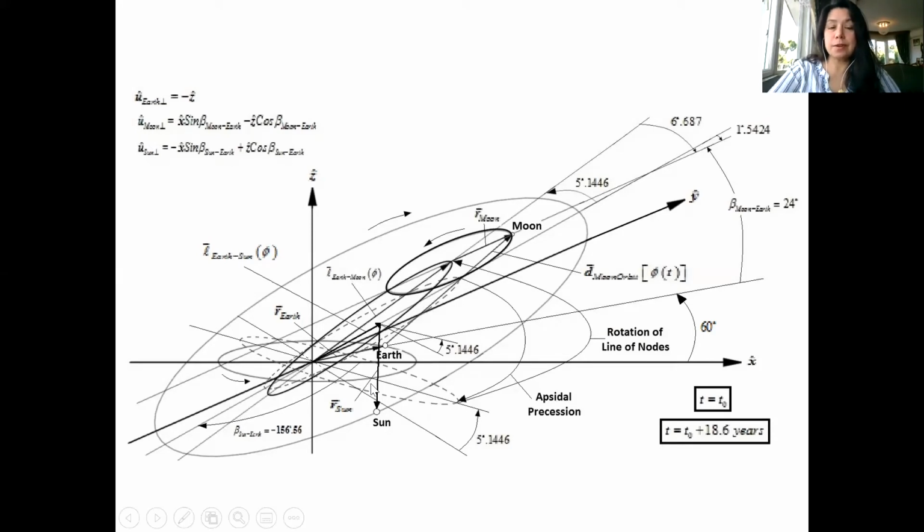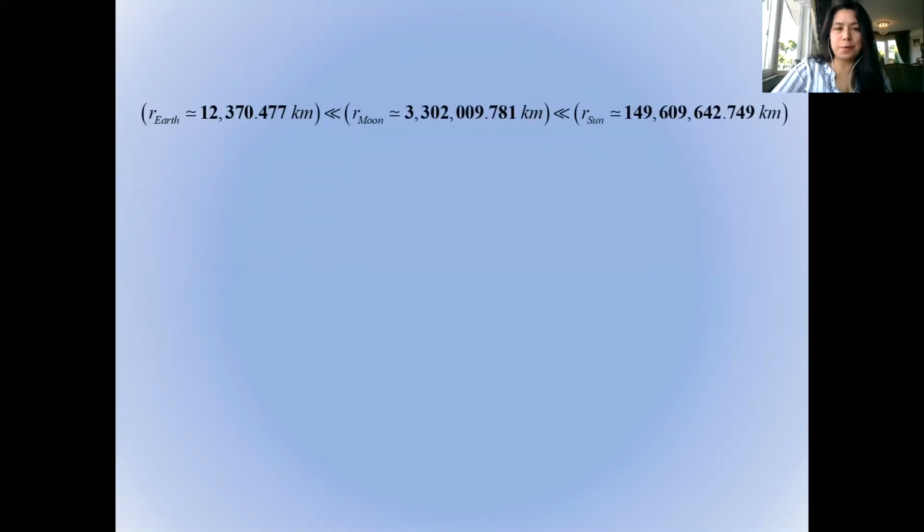And the calculations are based on the observed Sun to Earth distance data and Moon to Earth distance data. So the resultant topology is something like this, where the Earth's individual circular orbit is placed in the horizontal plane. We have the Moon tilted by 24 degrees, and the Sun tilted by minus 156.56 degrees with respect to the plane of orbit of Earth. And the obtained radii for Earth's, Moon's, and Sun's individual circular orbits of revolution are as such.